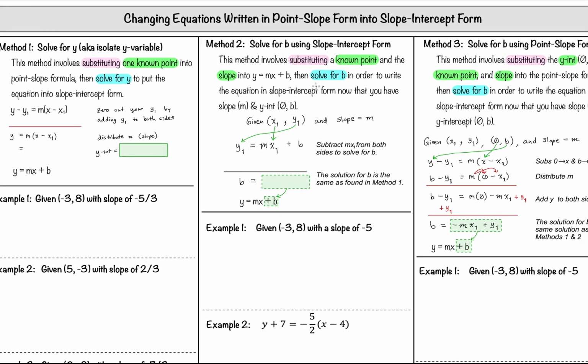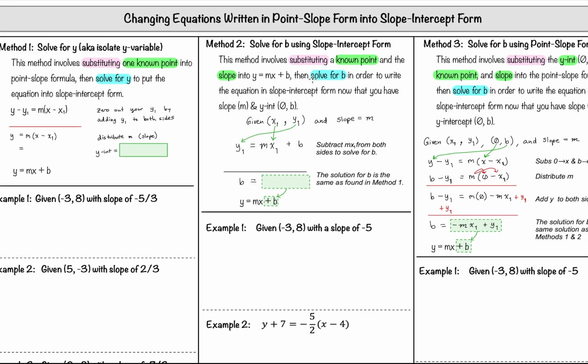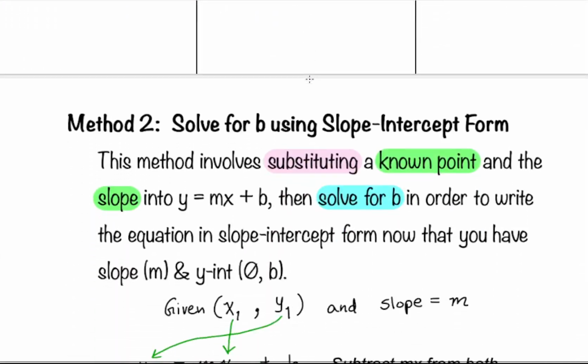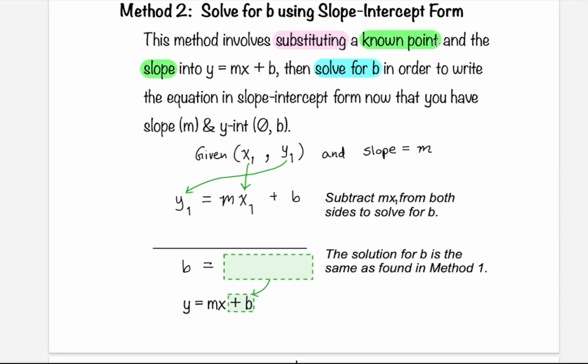Method 2 involves just solving for b, whereas in method 1 we were solving for y. So method 2 is solving for b, and what that means is that we're going to substitute a known point and the slope into the form y equals mx plus b. Rather than plugging it into point slope form, we're going to plug the given point and the slope into y equals mx plus b, and then we're just solving for b in order to write the equation in slope-intercept form.